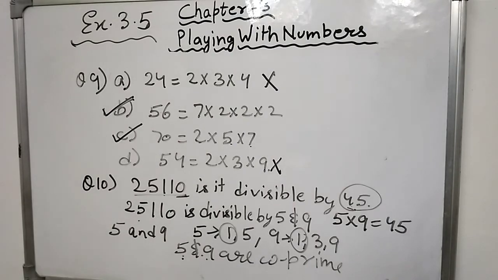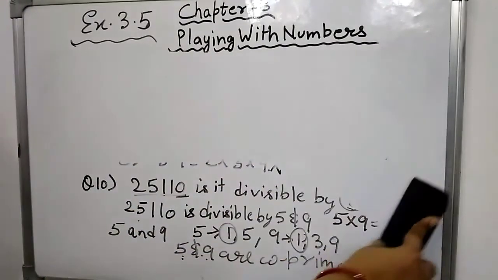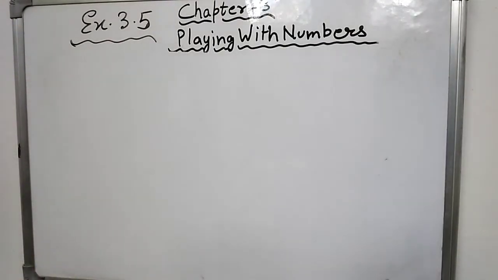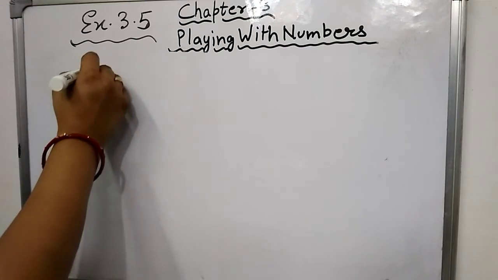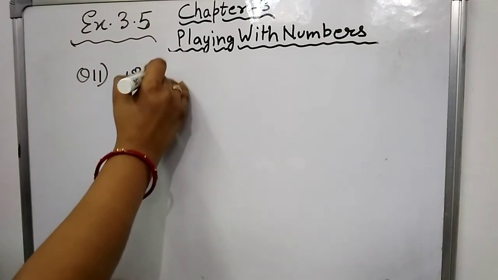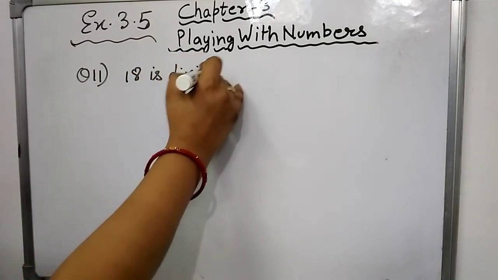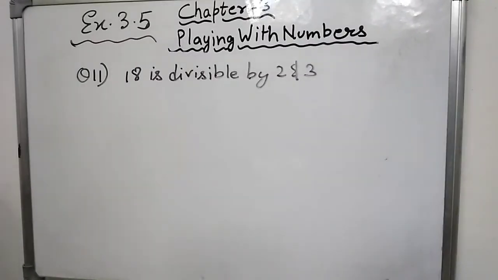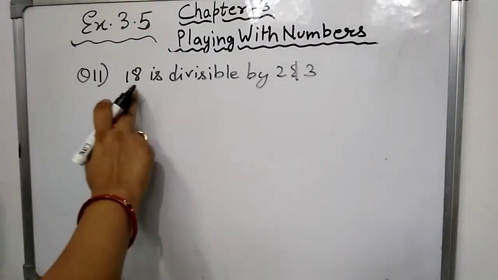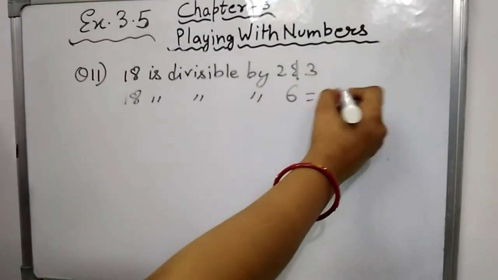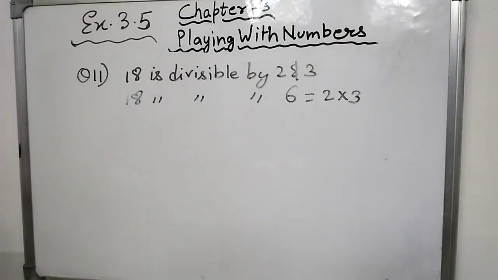Moving on to question number 11. This is also based on the rule of divisibility of co-prime numbers. This question is already giving an example. 18 is divisible by 2 and 3. Now 2 and 3 are co-prime numbers. So 18 is also divisible by 6, product of 2 and 3. This is the example which is already given in the question.